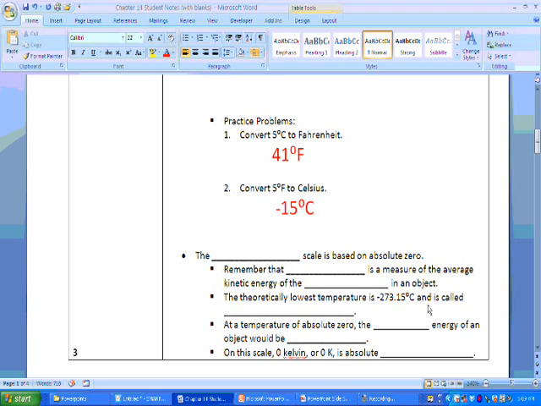All right, number 1 is 41 degrees Fahrenheit, and number 2 is negative 15 degrees Celsius. And this was just plugging numbers in, but if you have a question about it, make sure you write it down on the side of your notes so that we can talk about it tomorrow. And we'll do plenty of practice with this in class.